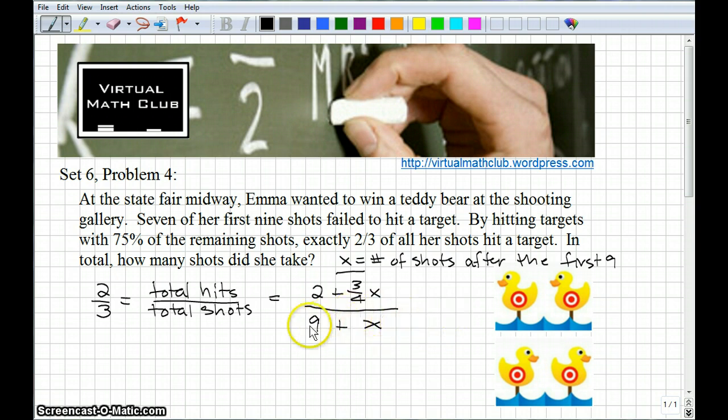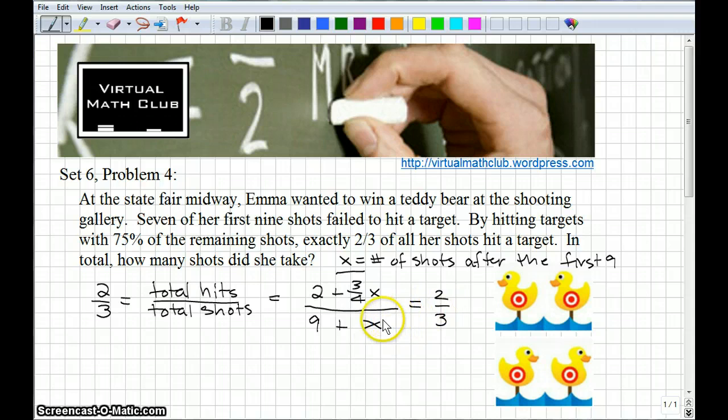So the total is just 9 plus x. Okay? So now we have 2/3 is equal to (2 plus 3/4 x) plus 9, or see, all over 9 plus x. So I'm actually going to rewrite this 2/3 over here so it's a little easier to see what I'm doing here. What I'm going to do is cross multiply.